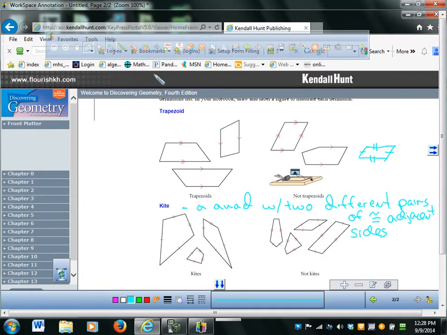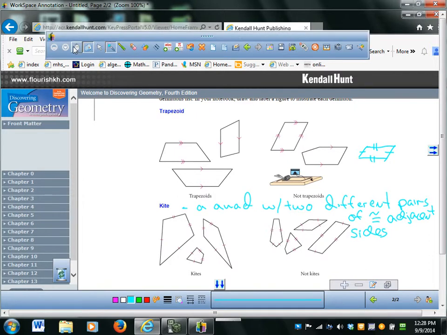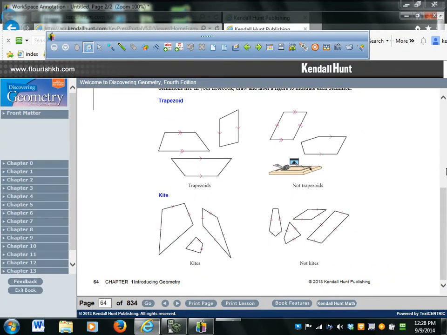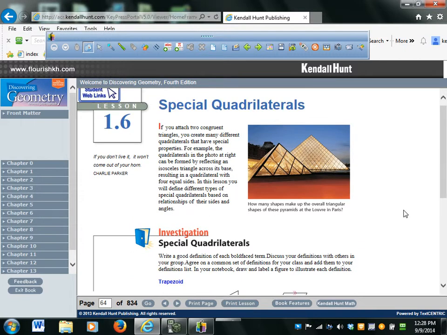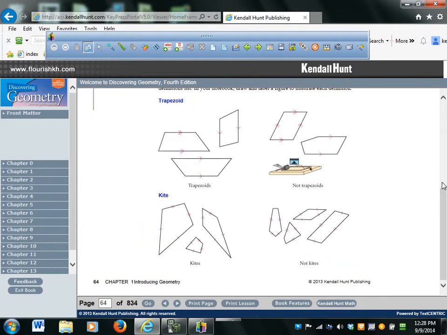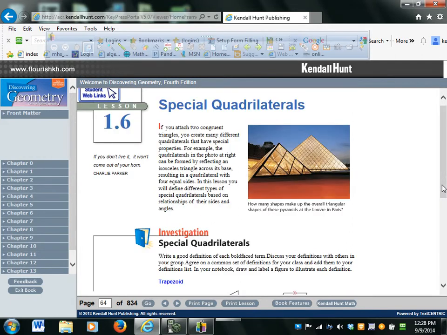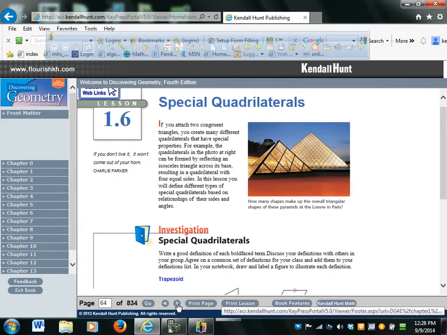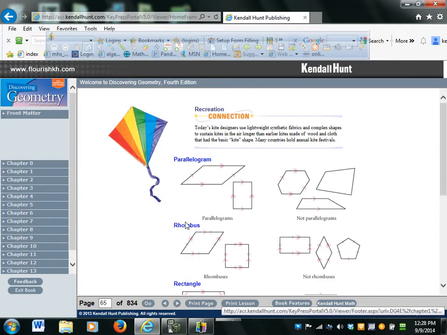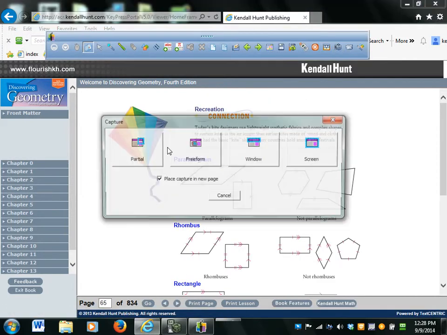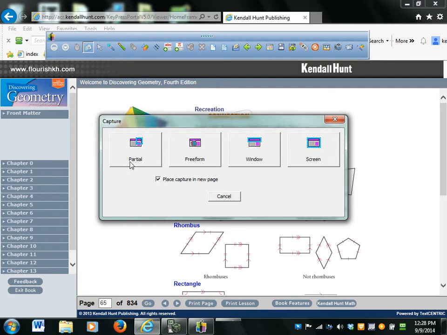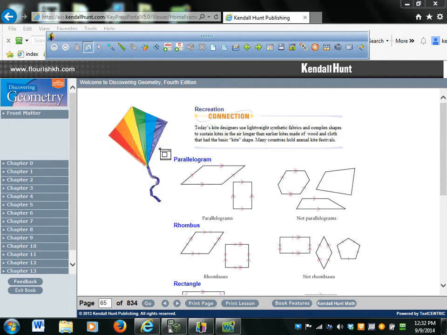All right, next one. Oh, you want me to go back? Where'd that go? Trapezoid, kite. Next page. Next page. Next page. A parallelogram. That's an easy one. New page.